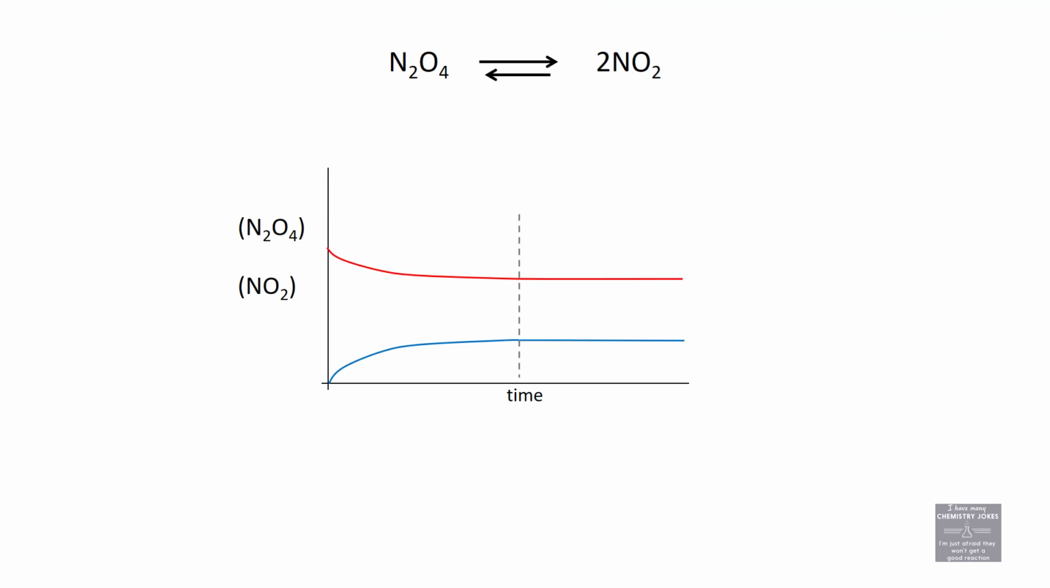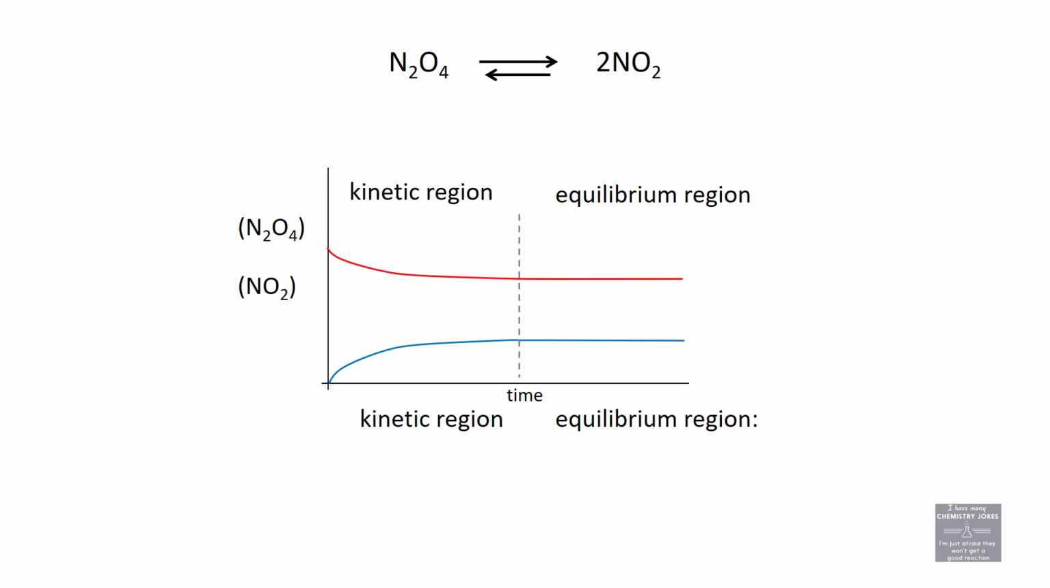So what now? We've seen these plots again and again. I like repetition, but I'm not trying to bore you to death. We've called this the kinetic region and this the equilibrium region. In the kinetic region, what's happening? The forward and reverse rates absolutely are not equal. The rates are totally different in the kinetic region. But in the equilibrium region, they must be equal or you're not in the equilibrium region.